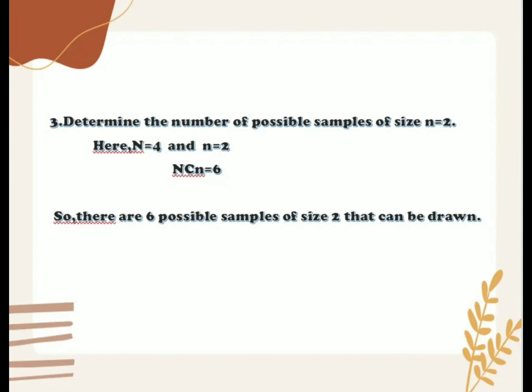Third step. Determine the number of possible samples of size n equal to 2. Using the formula NCn, where capital N is equal to 4 and small letter n is equal to 2, there are 6 possible samples of size 2 that can be drawn.